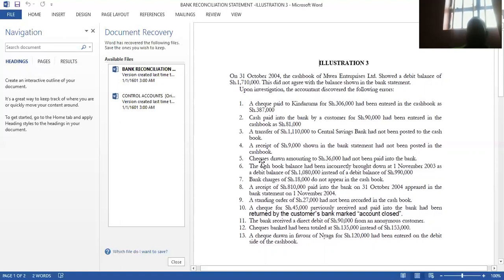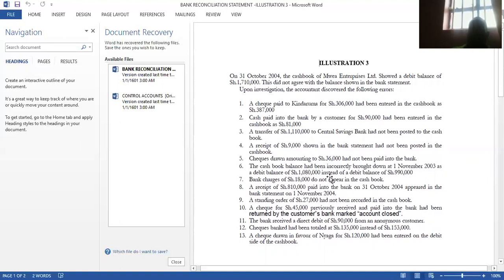The cash book balance had been incorrectly brought down at 1st November 2003 as a debit balance of 1,080,000 instead of 990,000. This one was the figure that was recorded, but the correct figure was supposed to be this one. So you will find that we recorded more than what was the actual figure.